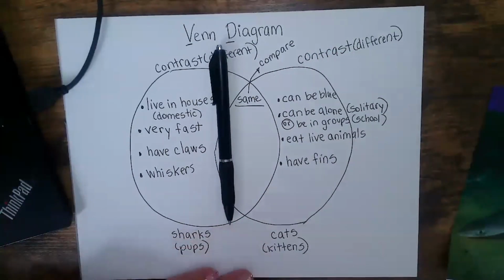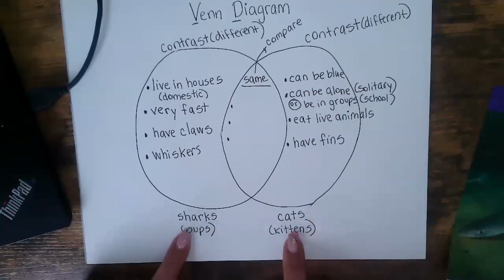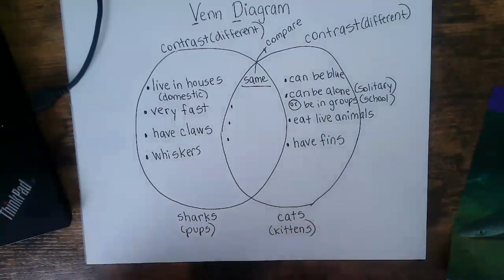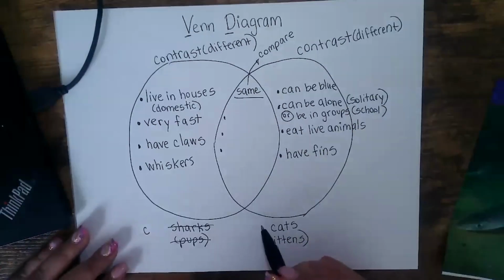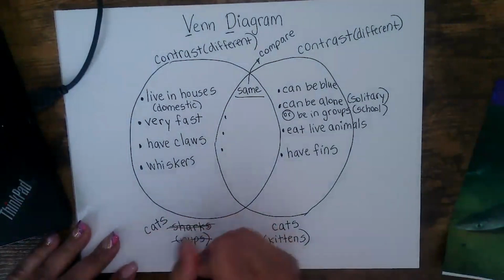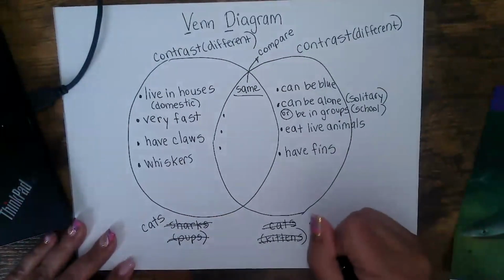You know what I'm realizing? And I'm not going to start over. I messed up. I should have switched these two. Oh my goodness, I can't believe I messed up. So I'm realizing I messed up. So this side should be cats and this side should be sharks.